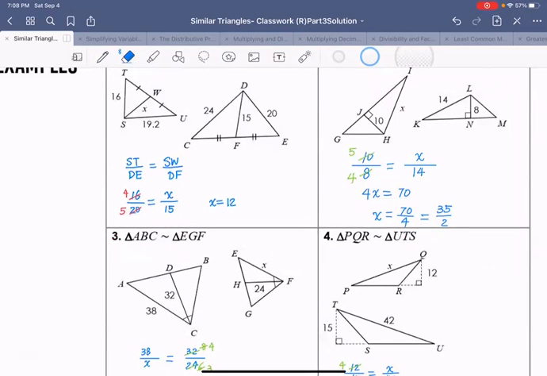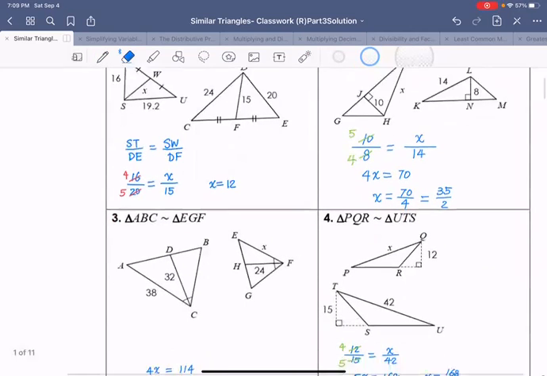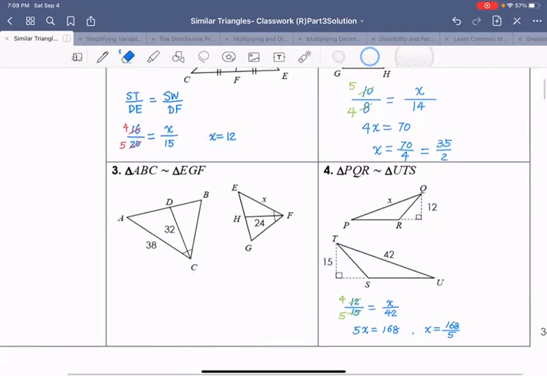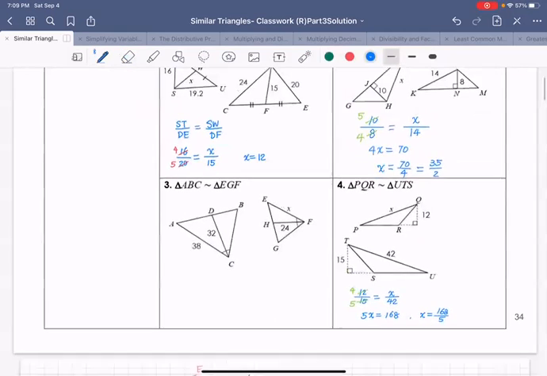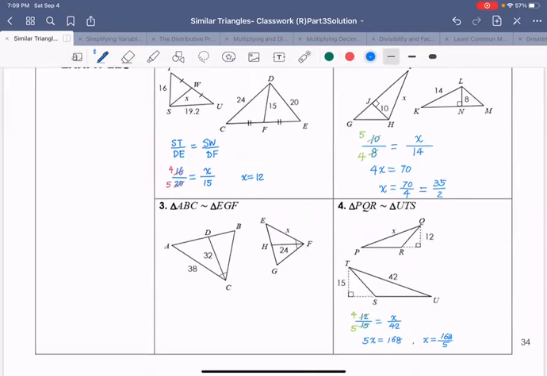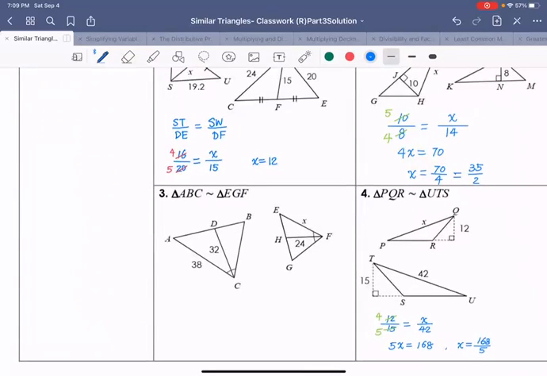Alan, let's try number 3, please. Using the same way what Annie did. AB over EG equals AB, yeah, sure. They didn't write down AB, so we can even ignore it. Yeah, go ahead. We do AC.